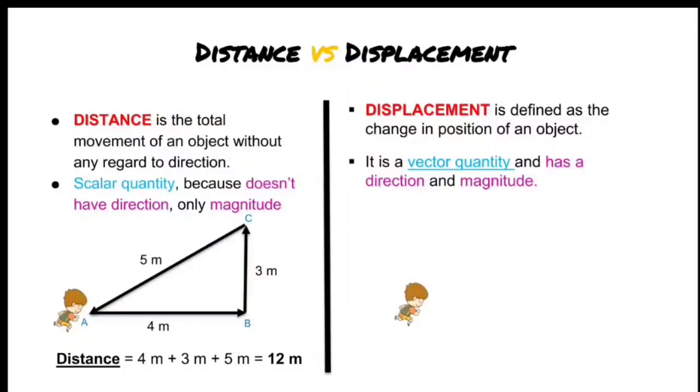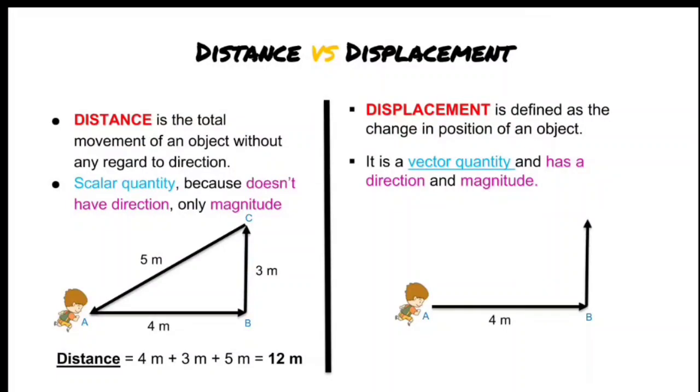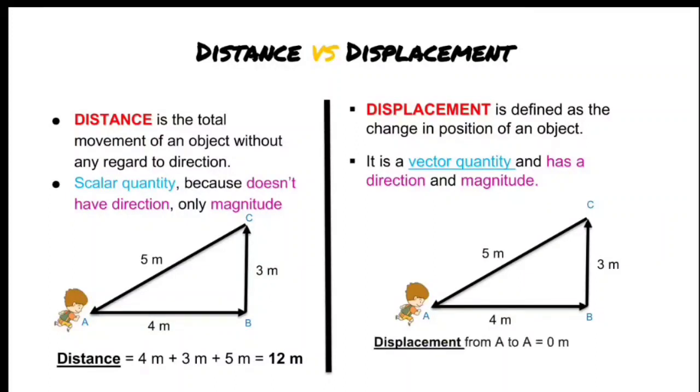This is the same example. There's a boy who wants to move from point A to point B with a distance of 4 meters, and from point B to point C with the distance of 3 meters, and from point C to point A with the distance of 5 meters. The displacement from point A to point A again is 0 meters, because actually the boy here doesn't do any displacement.